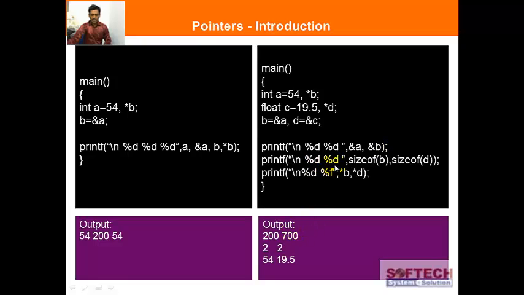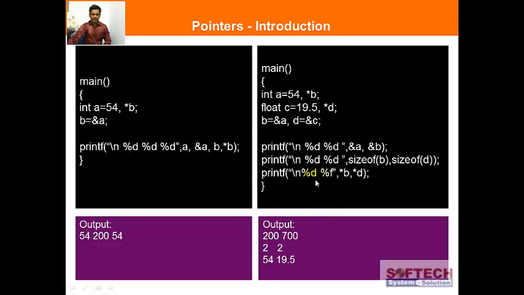The next one is percentage d, size of b, size of d. So b is an integer pointer variable, d is a float pointer variable. Here we get the size only, so we put percentage d. Size of b, an integer pointer variable, is 2 bytes. The float pointer variable size is also 2 bytes. So all pointer variable sizes are 2 bytes. It may be any type: integer, float or double. The size will be 2 bytes only, because all addresses are in integer format.